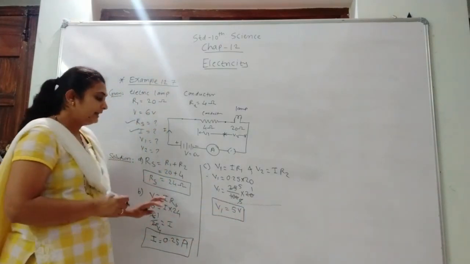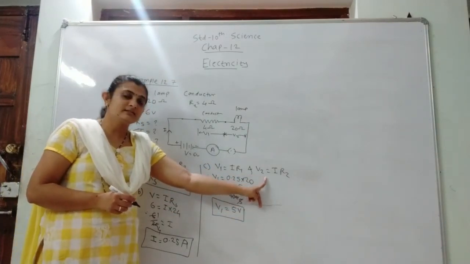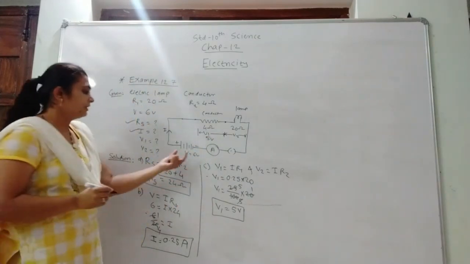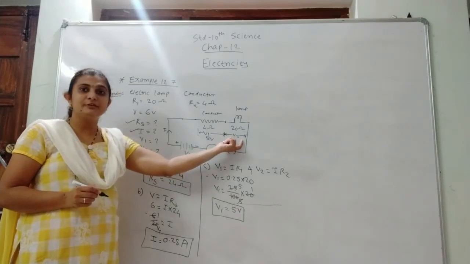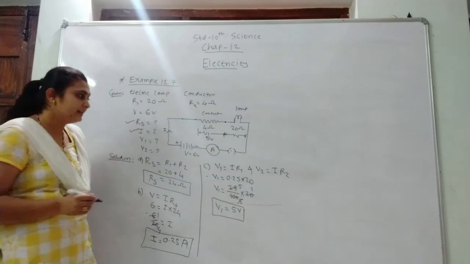Then without calculating this one, can you tell the answer for this? Suppose V1 is equal to 5 volt. Total is 6 volt. Then what will be the value of V2? Correct, 1 volt. Now we check by solving this one.